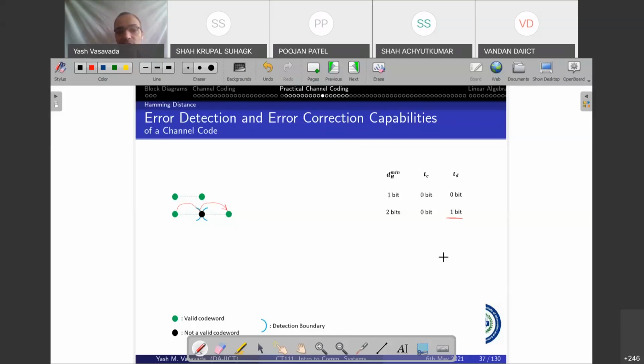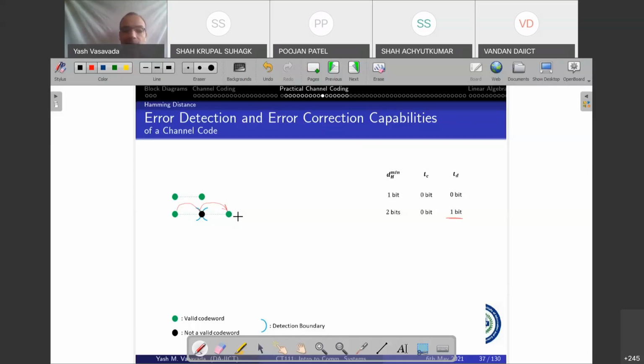Can I say TD is 2 bits? Well, no, because if 2 bits are in error, this can happen. You can land on top of a valid code word, and now the Hamming distance decoder is not going to be able to say that errors have happened. So TD is only 1 bit.